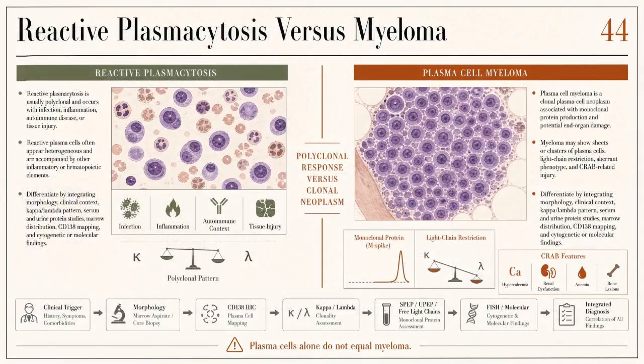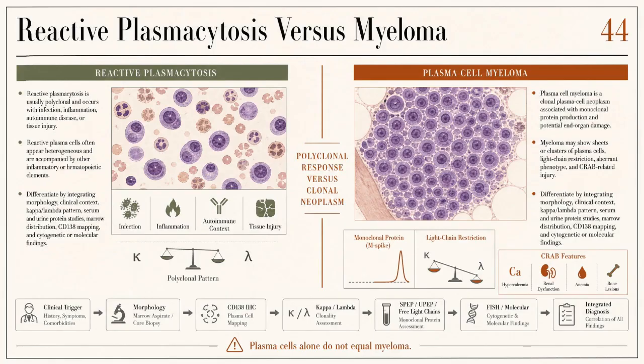As we transition into the critical topic of distinguishing reactive plasmacytosis from plasma cell myeloma, it is essential to appreciate the diagnostic challenges and the pivotal role histotechnology plays in this process. This distinction is not merely academic. It directly impacts patient management, prognosis, and therapeutic decisions.